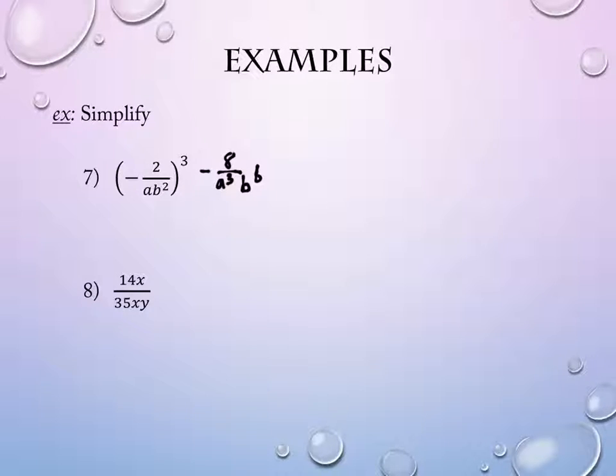This person has the right answer. He has applied the cube to every piece. The reason it's negative is because I have 3 negatives, right? So I'm going to multiply negative, negative, negative. I end up with negative. 2 cubed is going to be the 8 on top. And then I have a cubed and b squared cubed. Multiply exponents to give me b to the 6. Any questions on that one? More going on than the last ones, right? How about 8? Who'd like to do 8 for me?